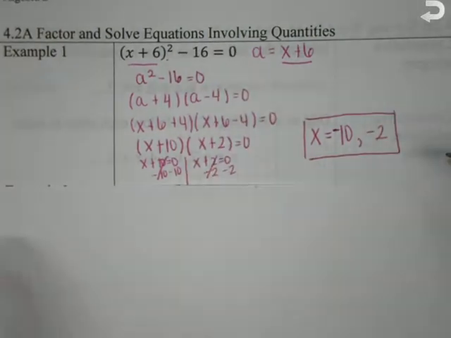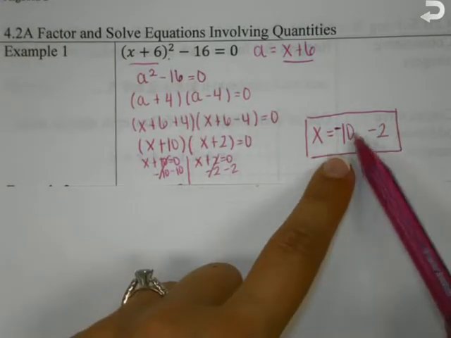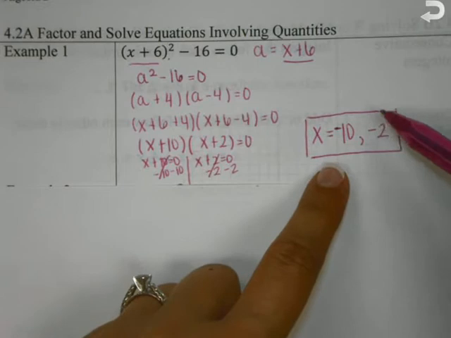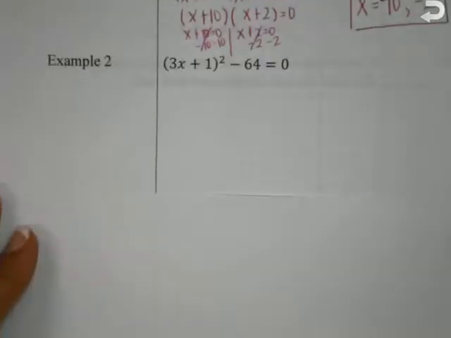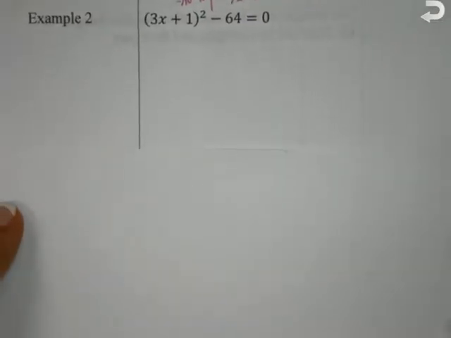Okay, I do want to make sure that you guys are doing mental checks if you're not writing it down. Writing down your checks is the best, but if you do a mental check, that's better than nothing because sometimes it will come out that one of your answers won't work, so you have to discard it. Okay? Okay, example 2. (3x plus 1) squared minus 64 equals 0.